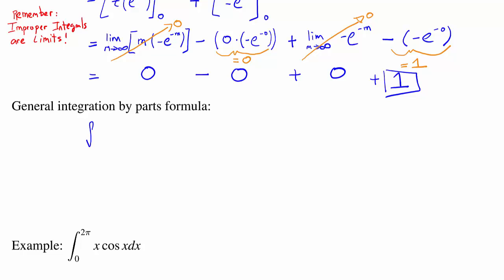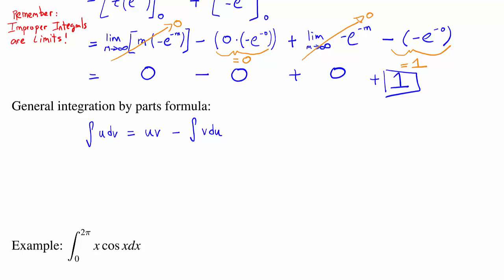So if we're looking at an integral of u dv, we can write that down now in indefinite integration form as uv minus the integral of v du. This is what I remember. This is the only thing I remember about integration by parts. It's all you really need to know.